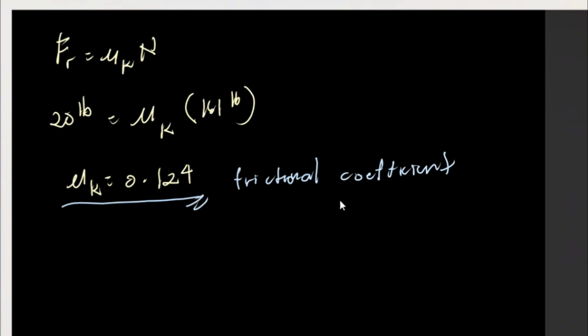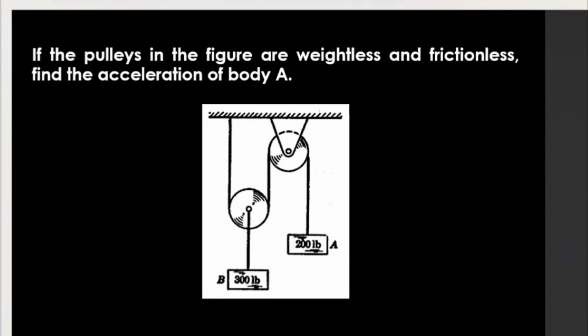Okay. So now let's move with the fourth problem. Okay, this one. If the pulleys in the figure are weightless and frictionless, find the acceleration of the body.